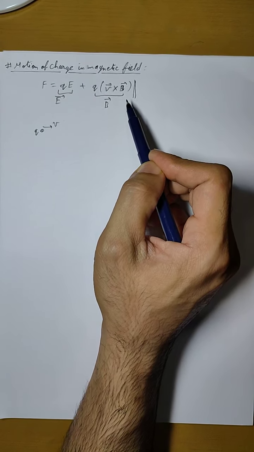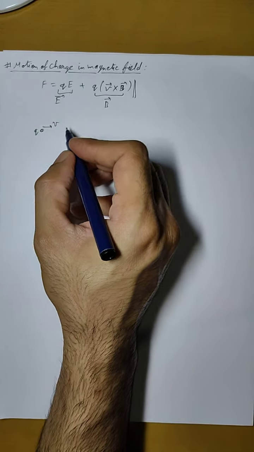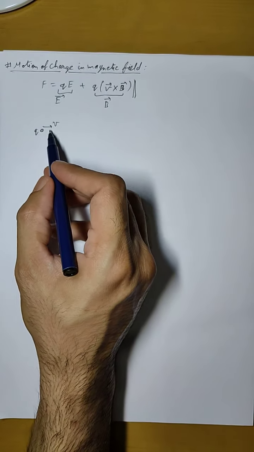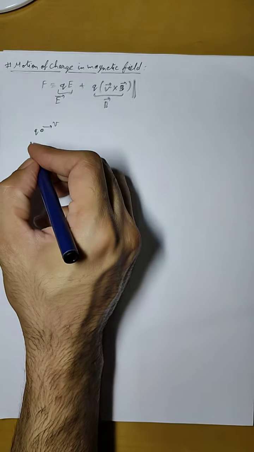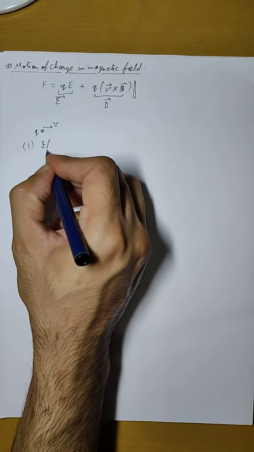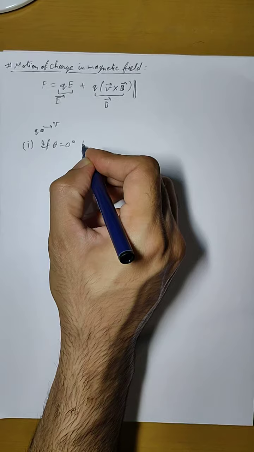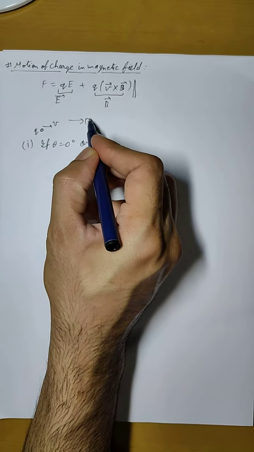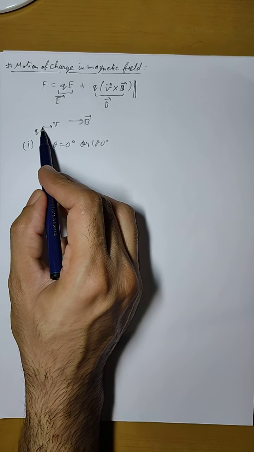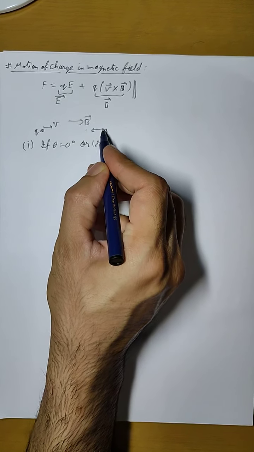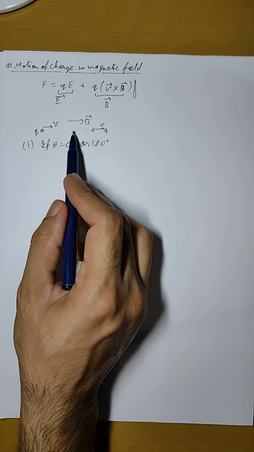So if charge q is entering a magnetic field with velocity v, then we can have several conditions according to the angle with which the charge enters the magnetic field. Let us study each one of them one by one. First is if theta equals 0 degree or 180 degree, that means the magnetic field is in this direction and charge is entering in this way, then it will be 0 degree, or if charge is entering the opposite way, then it will be 180 degree.